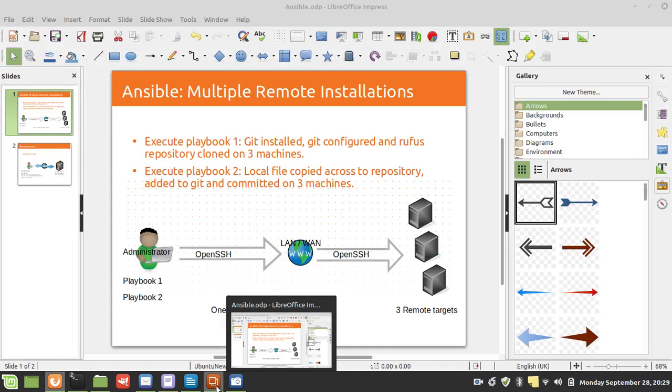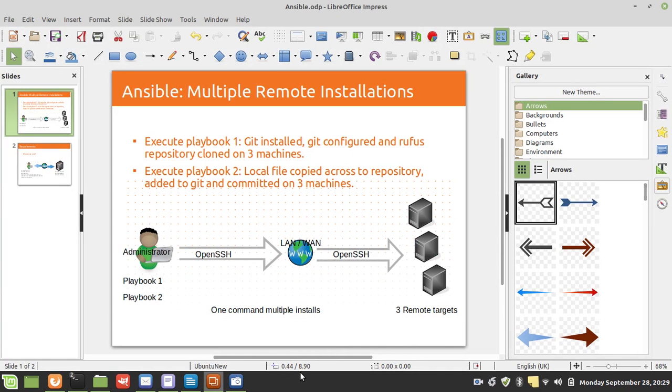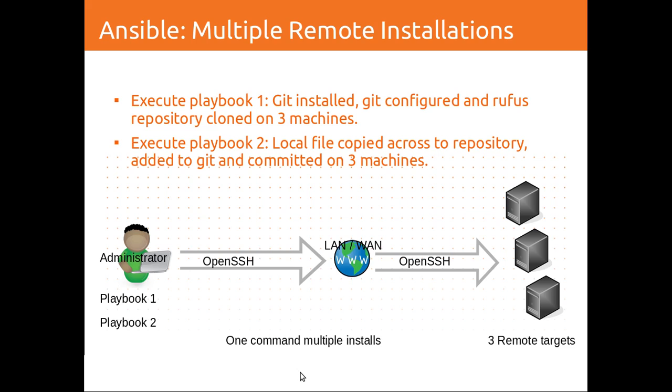So let's get a quick visual for what's happening here. Ansible, multiple remote installations. Execute Playbook 1. Git will be installed, Git will be configured, and the Rufus repository will be cloned on 3 different machines. 1, 2, 3. So the administrator is going to run Playbook 1.